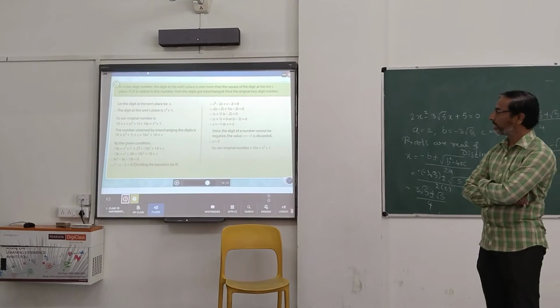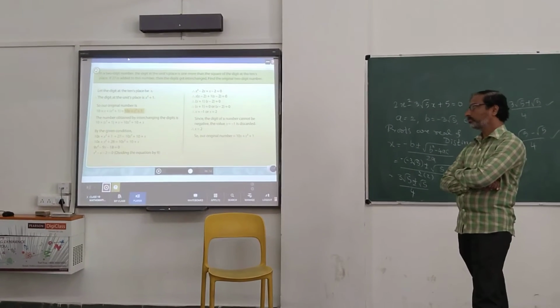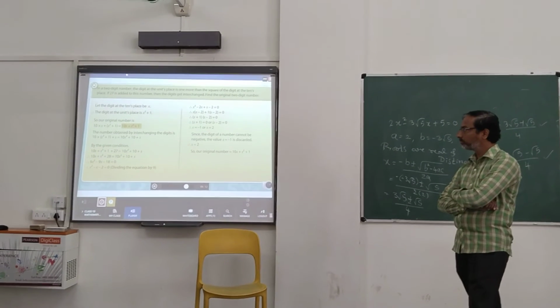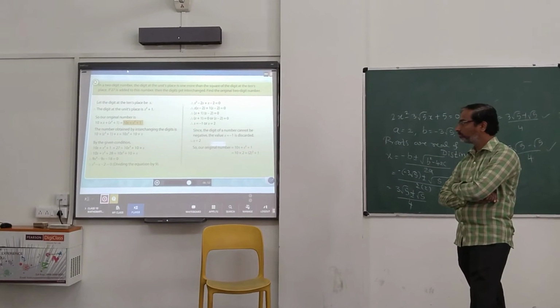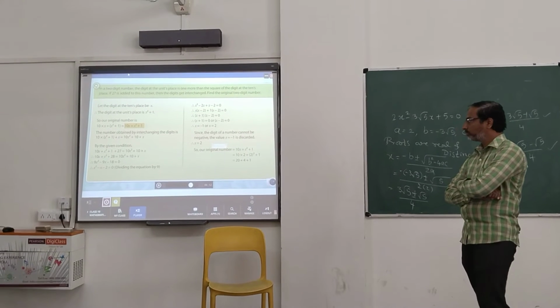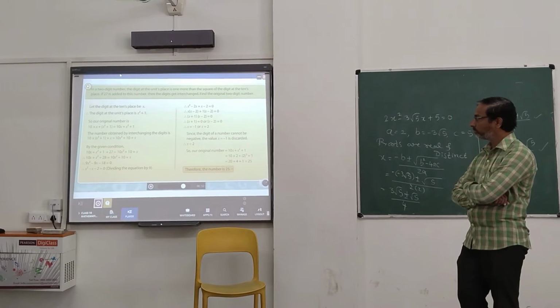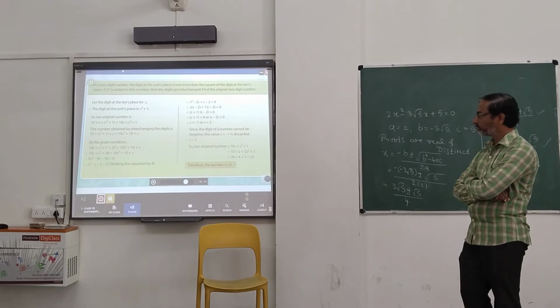Since our original number is given by 10x plus x squared plus 1, we can substitute the value of x as 2 in this equation. We thus get our original number as 25. Simple, isn't it?